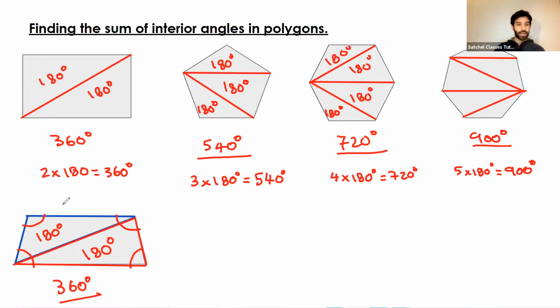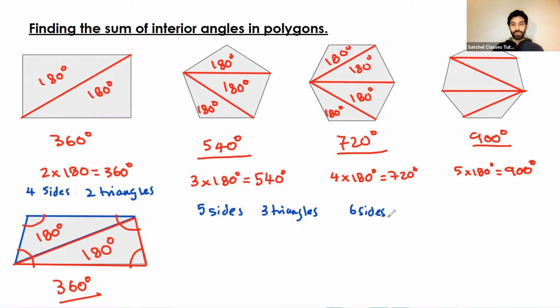So if we have 4 sides, in this case, and I'm just going to use a blue color, if we have 4 sides, we create 2 triangles. If we have 5 sides, we create 3 triangles. If we have 6 sides, we create 4 triangles. And if we have 7 sides, we create 1, 2, 3, 4, 5 triangles. So 7 sides gives us 5 triangles.